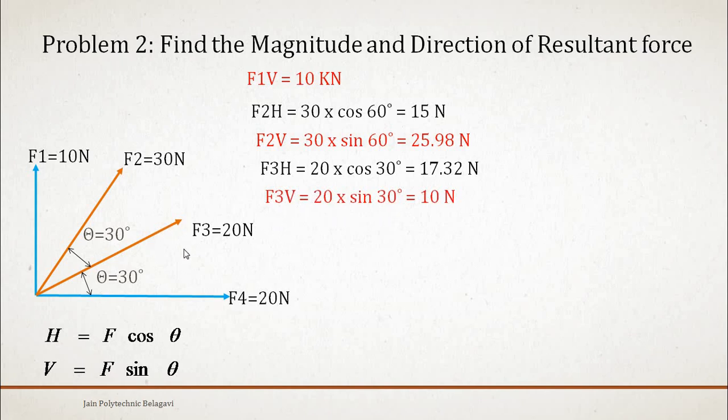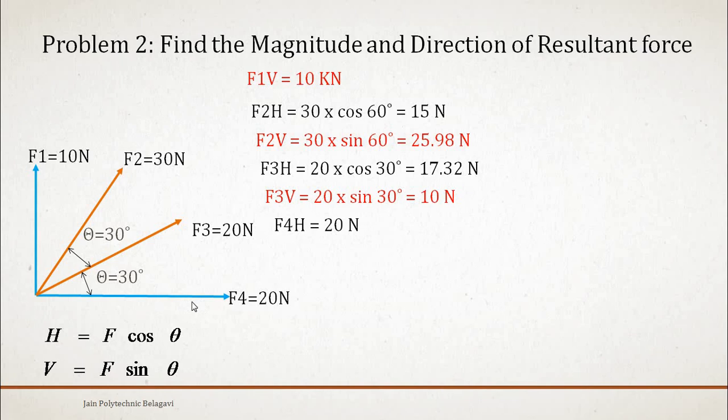Why? Because opposite upon hypotenuse, right? So the opposite side is sin 30 degrees, right? So it will give you 10 Newton. So F3H and F3V are nothing but the resolved forces for F3. So this is the horizontal component and the vertical component, and the values are 17.32 Newton and 10 Newton respectively.